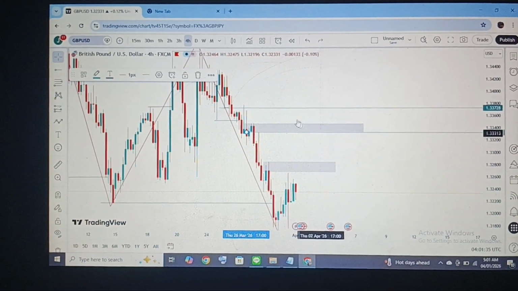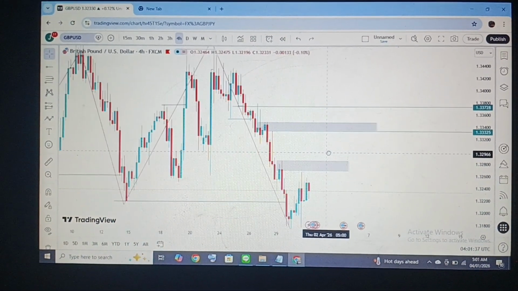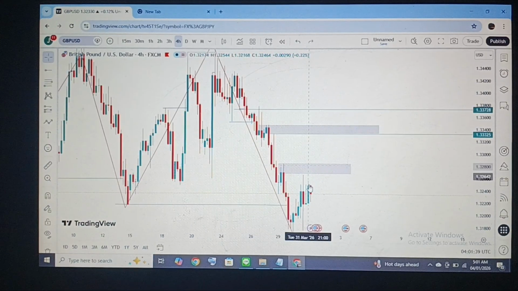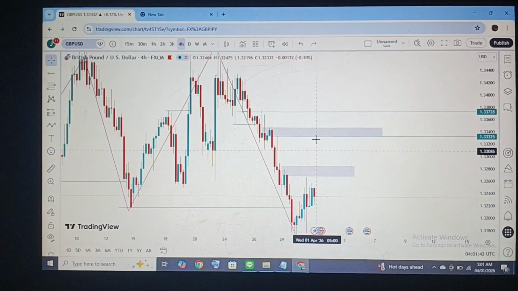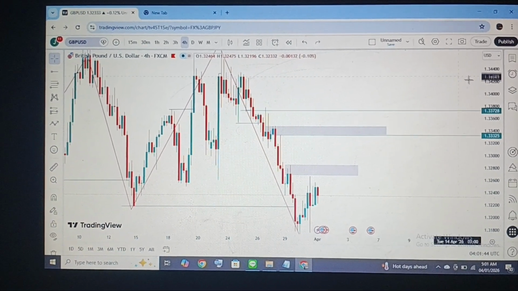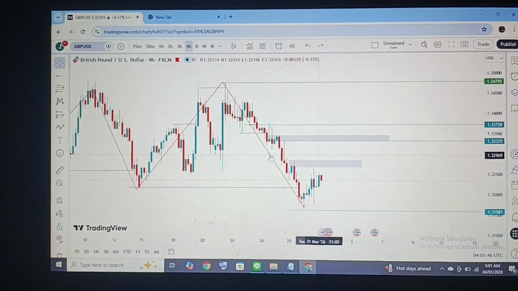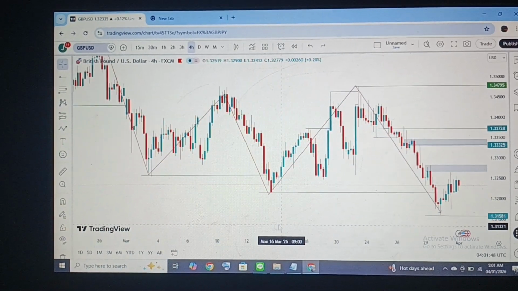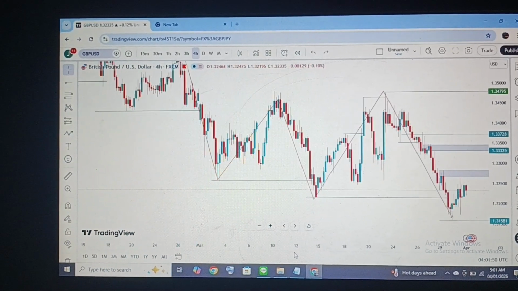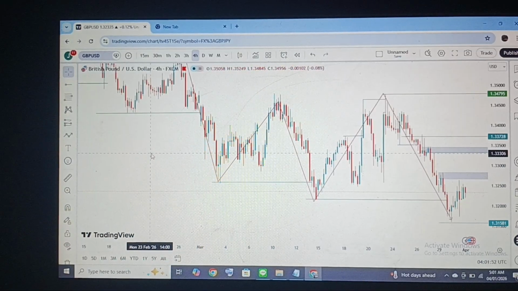So what we want to do here is closely examine this market to know how the market will trace up to this level. This is more like a guide for you to at least compare with your analysis. So let me quickly share this with you.